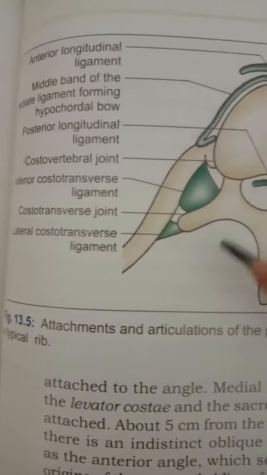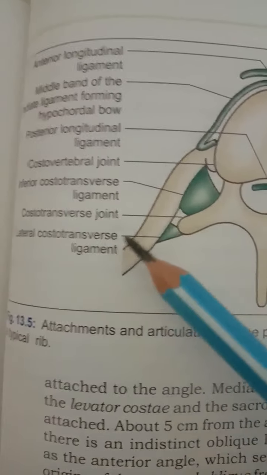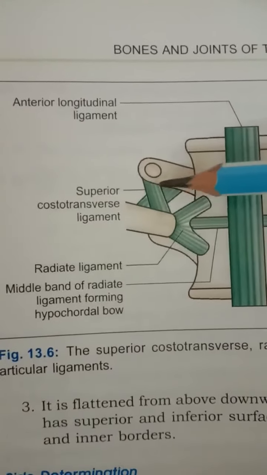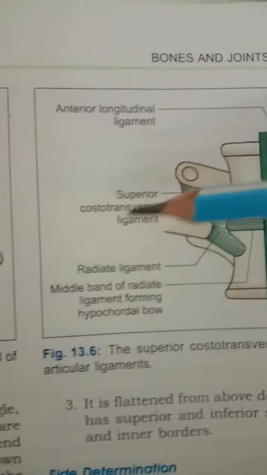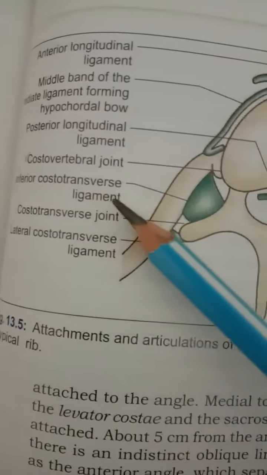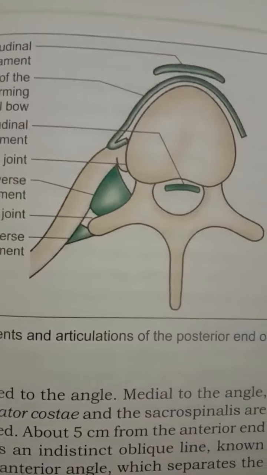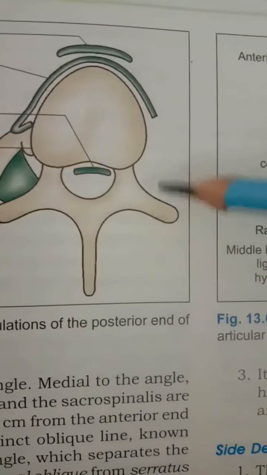So the transverse process shows the costotransverse ligament. So this one. Then the superior costotransverse ligament, this one, and the inferior costotransverse ligament. So this one. Then the spine or the spinous process. So here that is the spinous process.